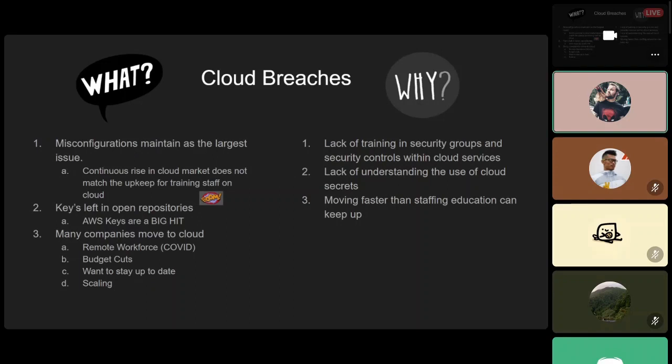So, but why are we getting breaches from that? Well, we're moving faster than we can keep up with the education for the professionals and the engineers and analysts, whoever is bringing up this infrastructure. So, again, as you can see, we're moving too quickly and we're not training folks, right? It's pretty much that simple.